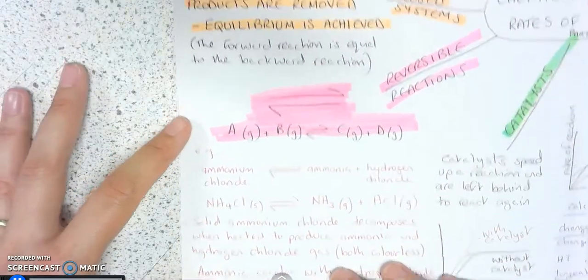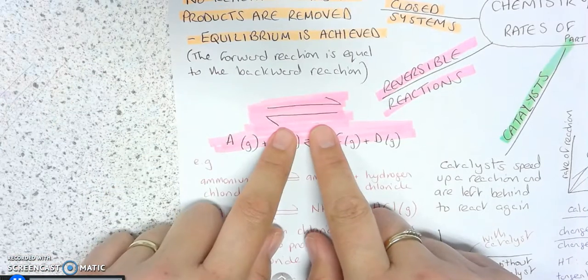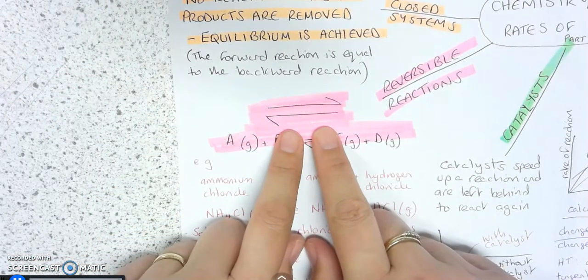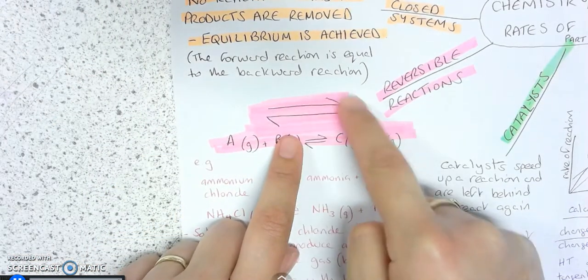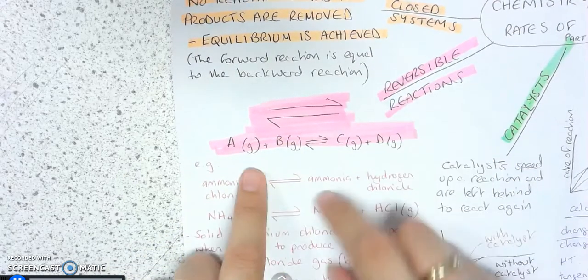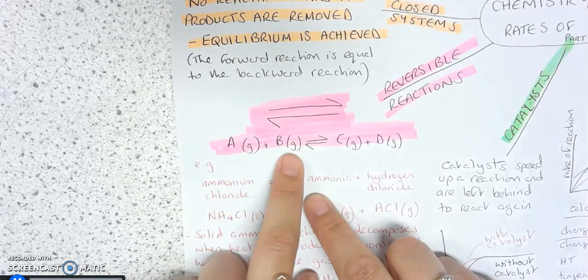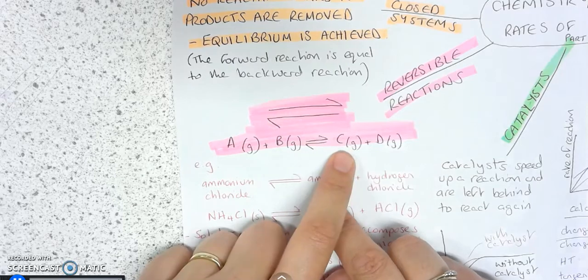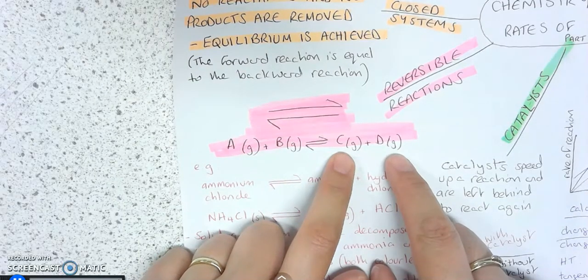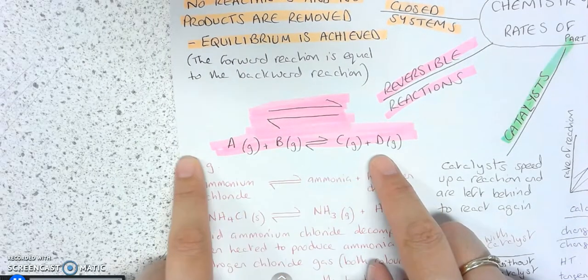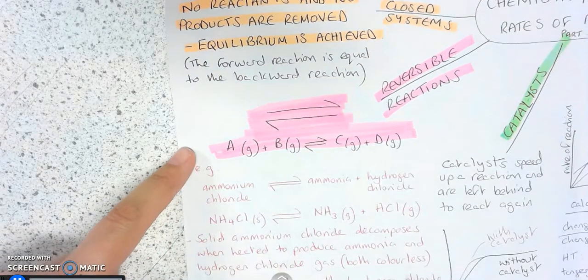Reversible reactions. This symbol here is showing a reversible reaction. So you've got an arrow going forwards and an arrow going backwards. So if I took chemicals A and B and reacted them together, I'd make C and D. And if I reacted C and D, I could then reverse them back and make them into A and B.